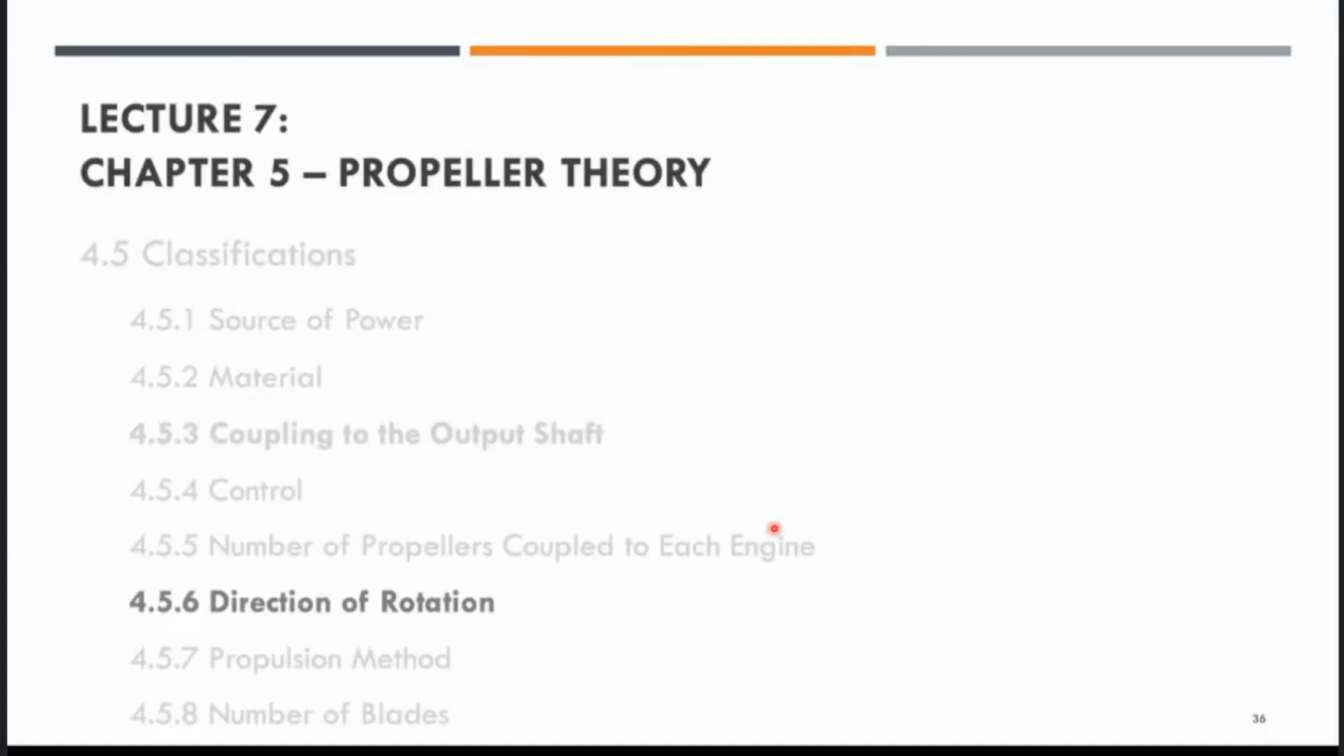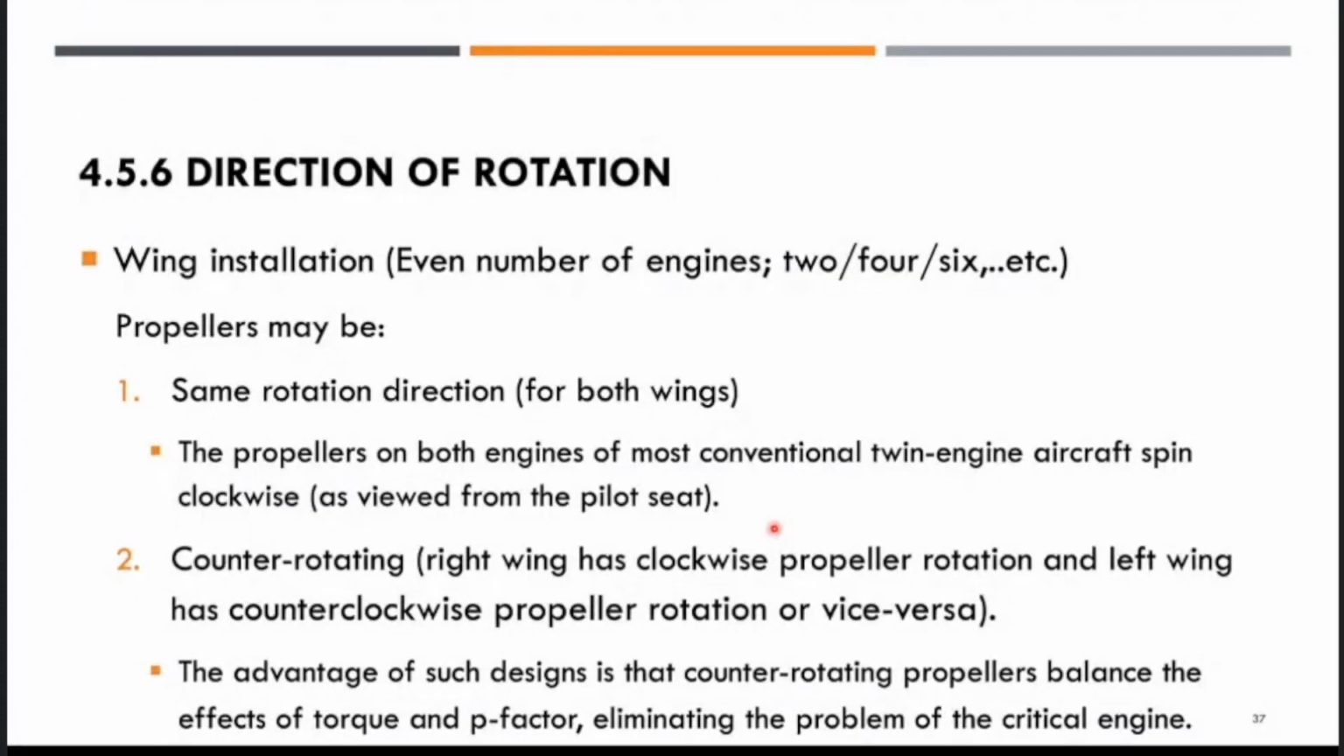Okay, direction of rotation. Let us look into direction of rotation. For wing installation of aircraft, you can have an even number of engines. You cannot have one engine installed in the wing. So normally it is balanced side by side. You can have either 2, 4, or 6 engines.